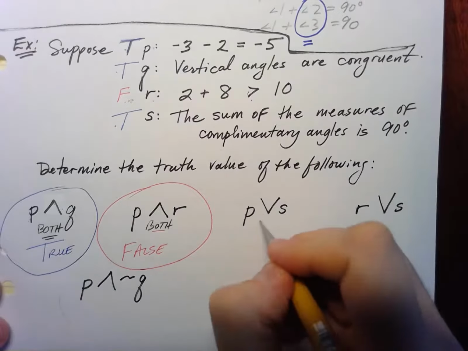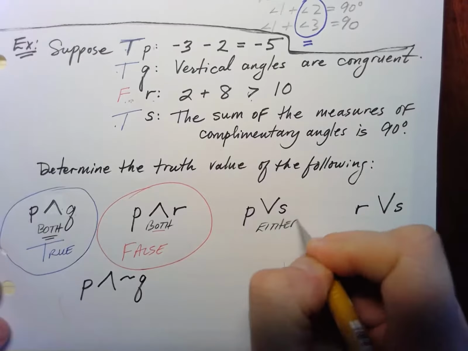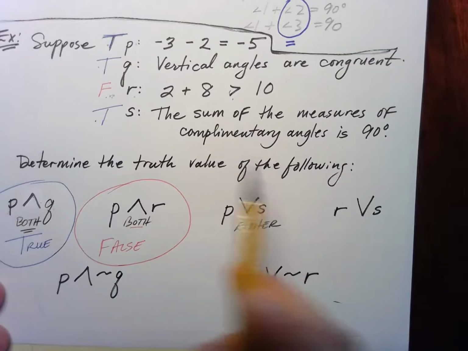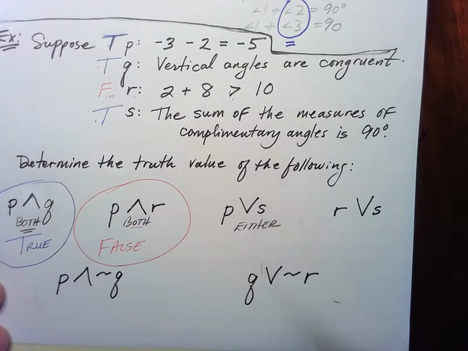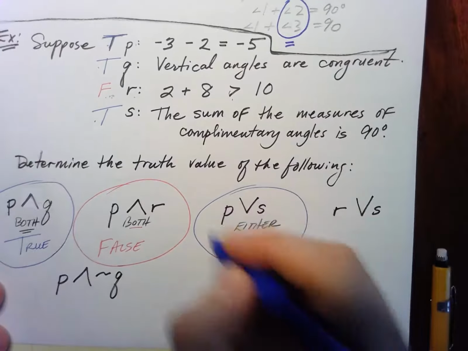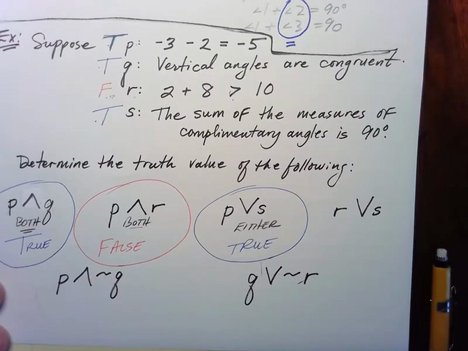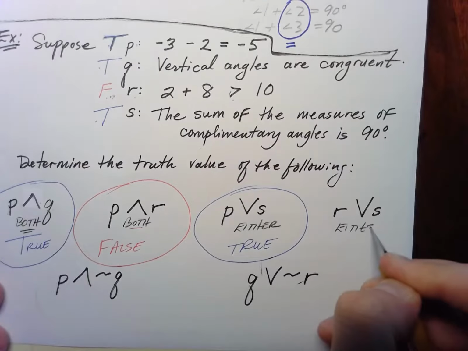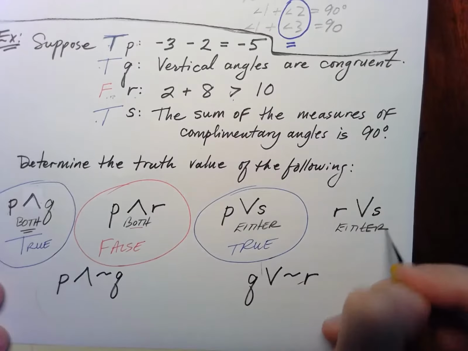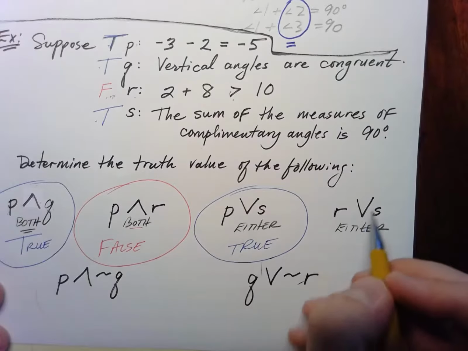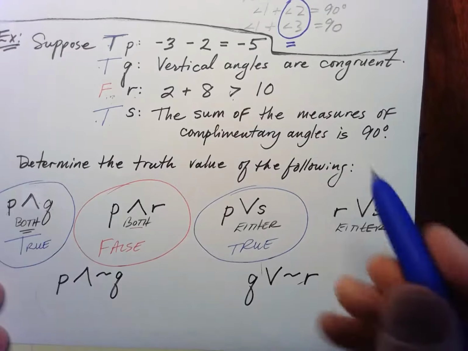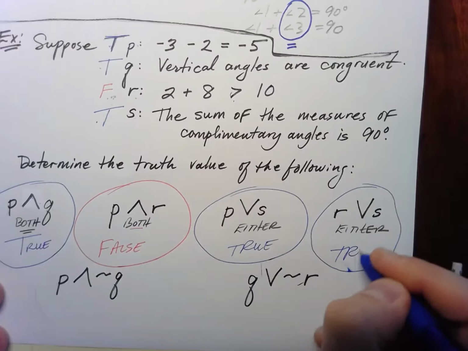Now here is an or statement. This is an either. If either of these is true, then the whole thing is true. So P or S. In this case, they're both true, so we can say that this is true because either one of them is true. What about R or S? Well, this is again an either statement, an or. R is false and S is true, but since it's either that we're looking at, this whole thing is true.